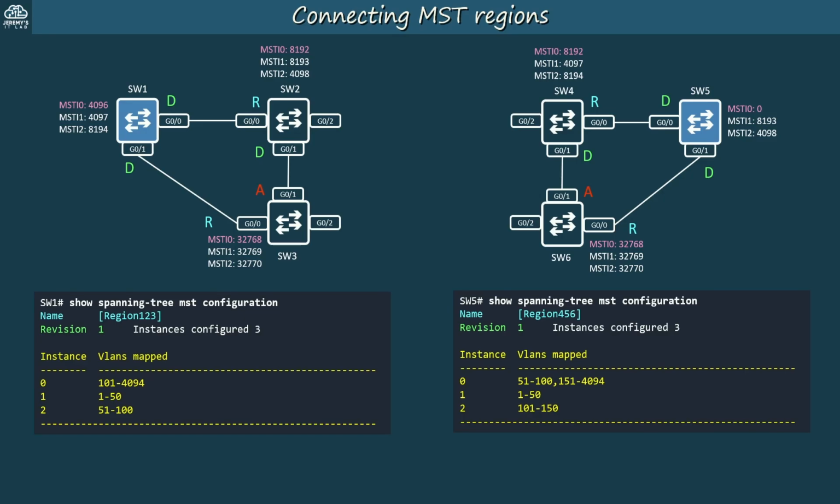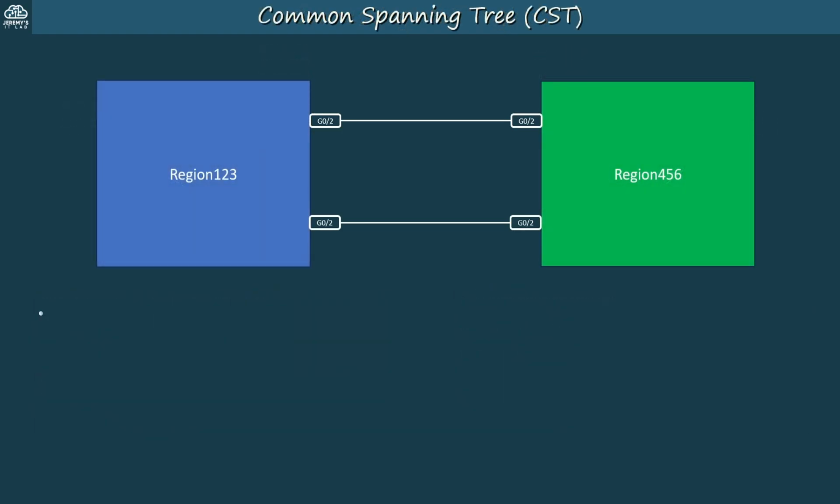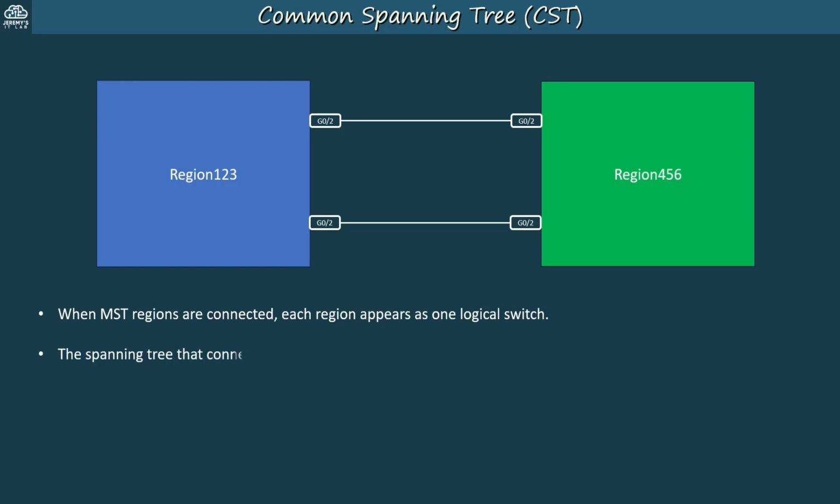Now here comes the interesting part. Let's connect these two regions together and see how MSTP converges. When MST regions are connected, each region appears as one logical switch to the outside world. Region123 sees Region456 as one switch, and Region456 sees Region123 as one switch. The spanning tree that connects the regions is called the Common Spanning Tree, CST. Region456 is the root bridge of the CST. We'll see why a couple of slides later.